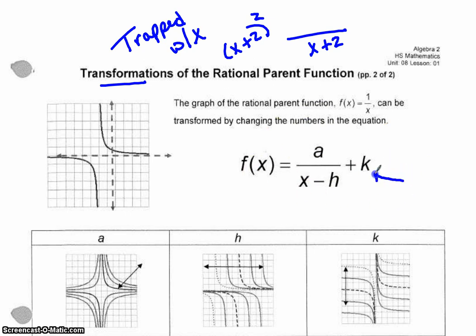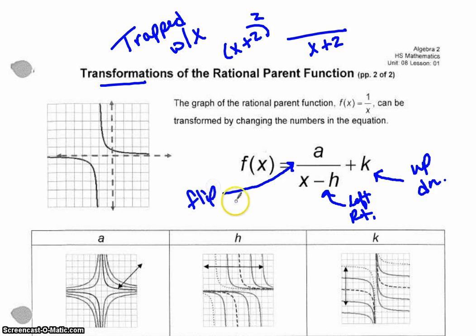If you have a number at the end, we know that's a vertical translation. If it is a positive, it's going to send it up. And if it's a negative, it's going to send it down. If we have a number trapped after the x, remember it's going to be a horizontal move, and it's going to do the opposite of what you would expect. So if it's plus, it's actually going to go left, and if it is minus, it's actually going to go to the right. We know that if you put a sign in front of it, a negative in front, that is where you would find your flip.